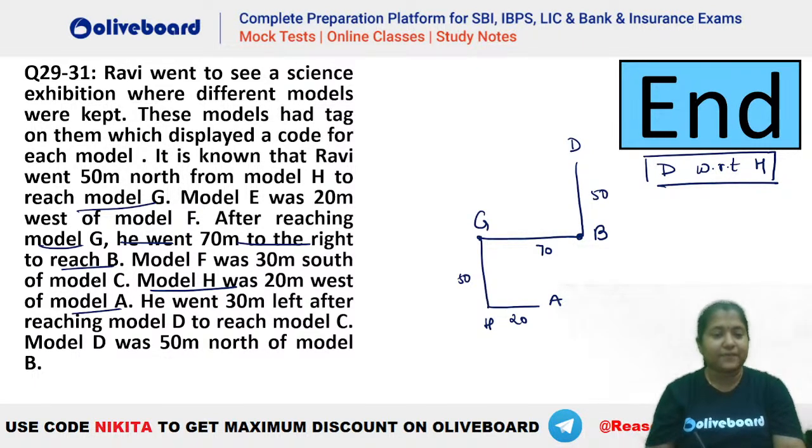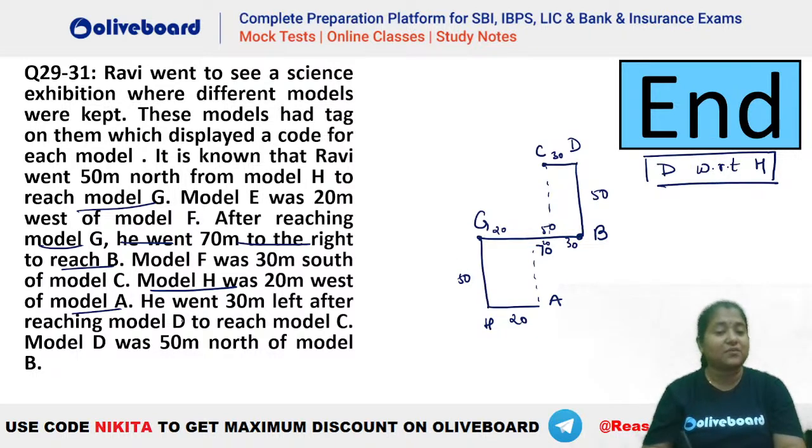No issues. Okay. Now he went 30 meters left after reaching model D. So here you can see 30 meters left. Okay. If you check, this is your 20, so this has to be 50, isn't it? So 30 meters will be something like this. Let's say this is your 30, and this 20 here. Okay. So he reaches C here. So this is point C.